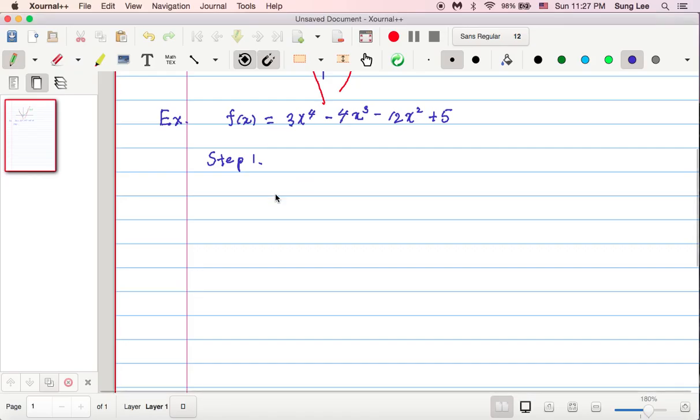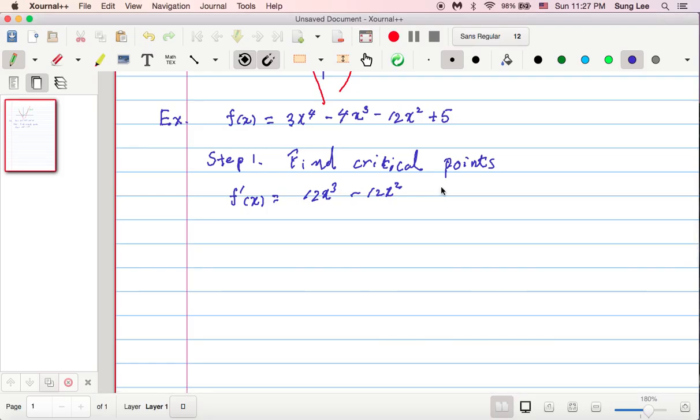So step one is we need to find the critical points. All right, so what do we do? We take the derivative, f prime of x. So that's going to be 12x cubed minus 12x squared minus 24x.